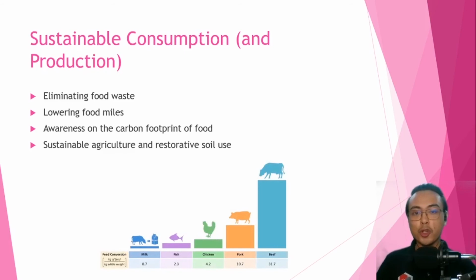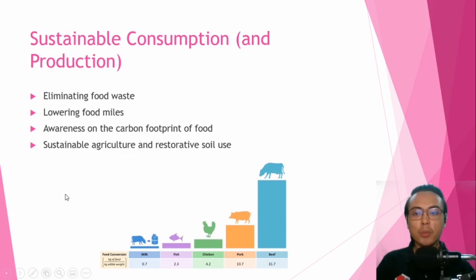Another thing on the awareness on the carbon footprint of food is a concept that we call the feed conversion ratio. The feed conversion ratio tells us how many kilograms of feed do you need to give an animal in order for it to produce 1 kilogram of edible meat. And if you take a look at this chart, beef has a feed conversion ratio of 31.7. This means that we need to give 31.7 kilograms of grains or of feed to beef in order for you to get 1 kilogram of beef. And that's placing a very big pressure on the land from which we grow what we feed to the cows.